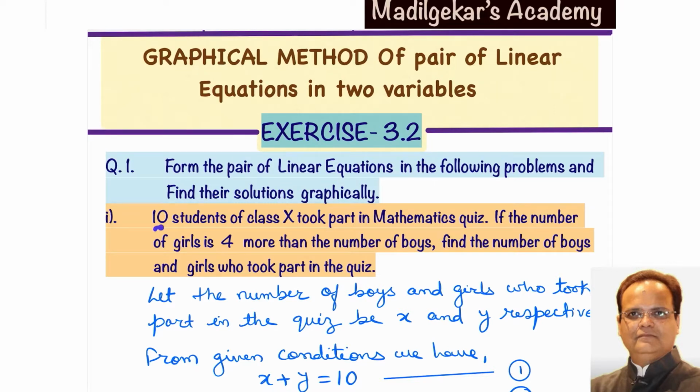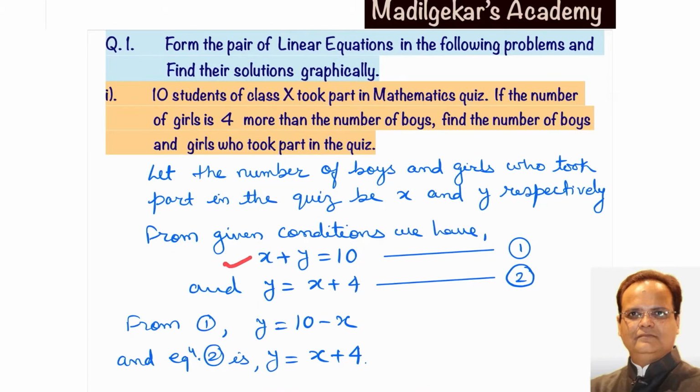it is given that 10 students of class 10 took part in a mathematics quiz. If the number of girls is 4 more than the number of boys, find the number of boys and girls who took part in the quiz. So let us consider the number of boys and girls who took part in the quiz as x and y respectively. Total there are 10 students in the class. So the sum of the number of boys and number of girls is 10. So here we get the first equation, x plus y equals 10.